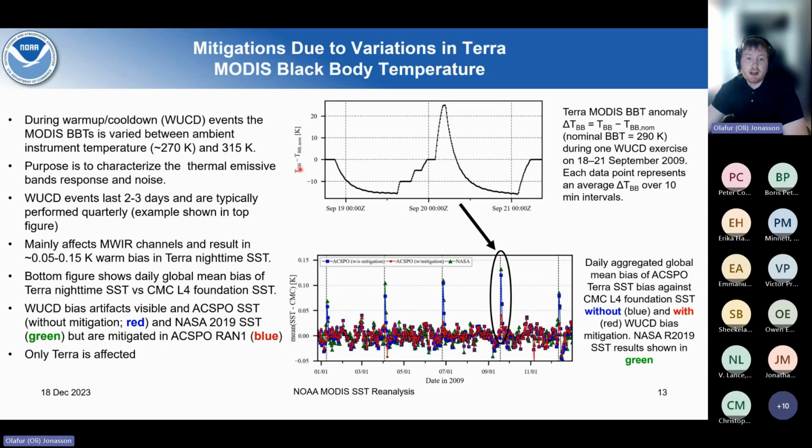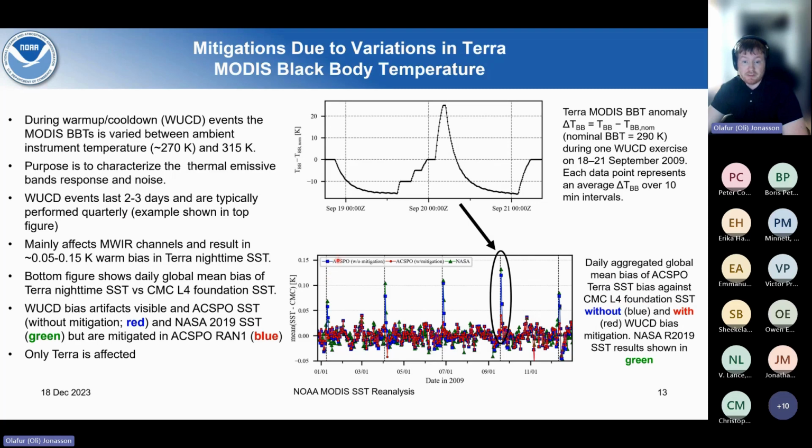This shows the anomaly, the blackbody temperature minus the nominal, so 0 is the nominal value. This is during a specific warm-up cooldown exercise in 2009. This mainly affects the mid-wave IR channels, so it results in about 0.05 to 0.15 Kelvin bias in Terra nighttime SST. The bottom figure shows a time series of daily aggregated global mean bias for ACSPO Terra SST against CMC level 4 foundation SST.